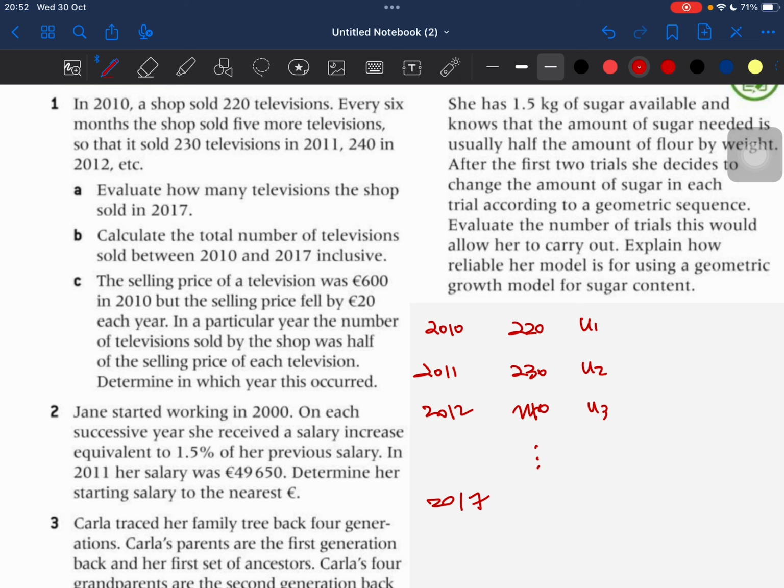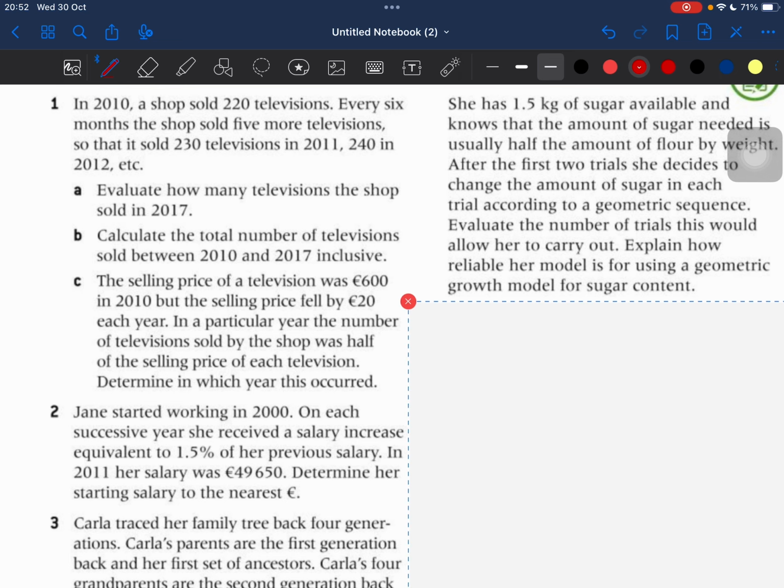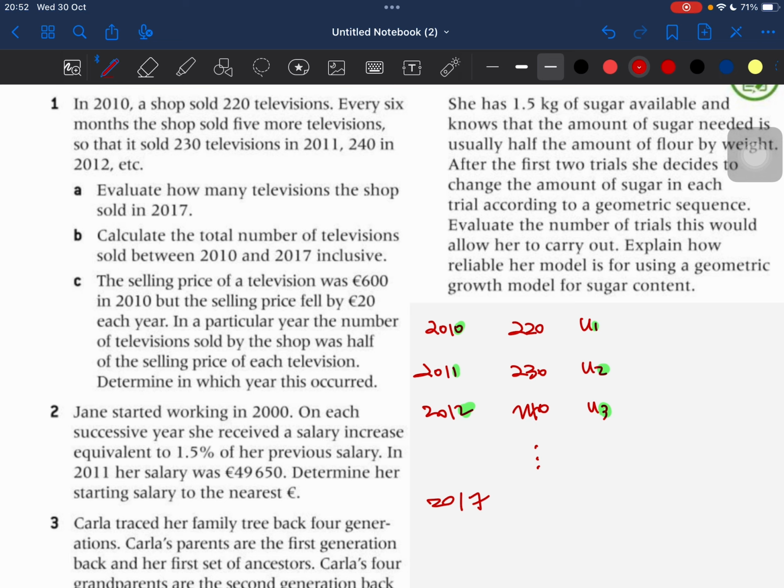2017. In my case, I try to understand from the last digit when I see these years. So 1, 0 and 1, 1 and 2, 2 and 3, which means one more than the last digit of the year is the term number. Because now this is 2017, this is U8. So I need to find the 8th term.